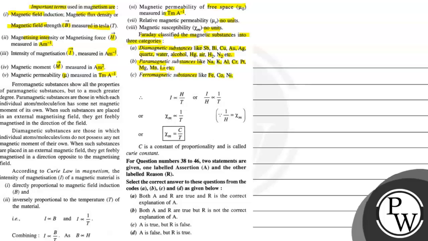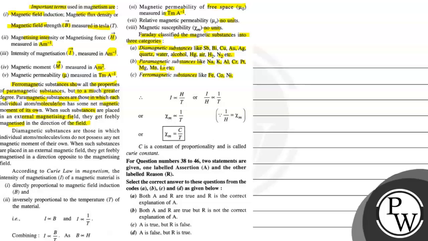Now, they are saying that the ferromagnetic substances show all the properties of paramagnetic substances, but to a much greater degree. And the paramagnetic substances are those in which each individual atom or molecule has some net magnetic moment of its own. When such substances are placed in an external magnetizing field, they get feebly magnetized in the direction of the field.